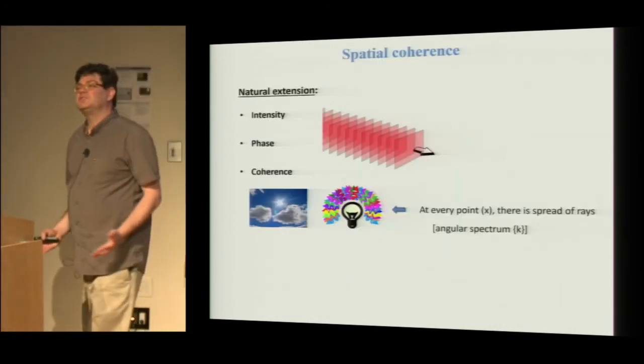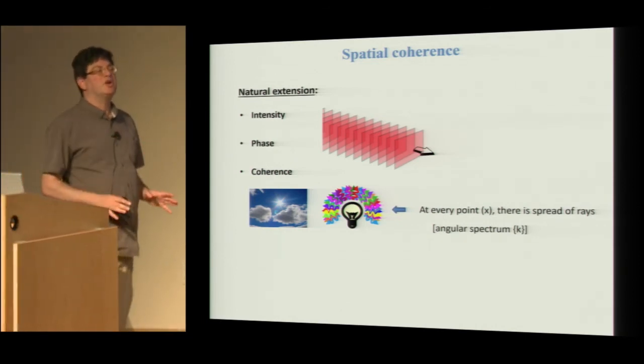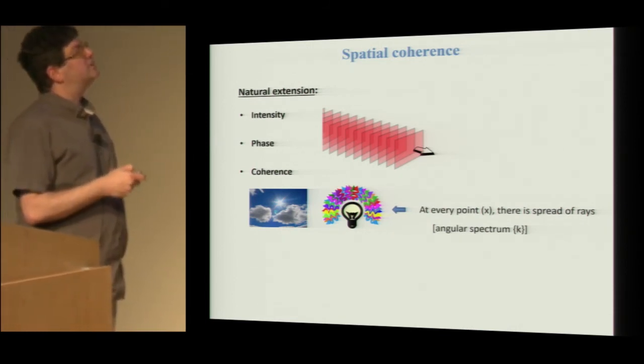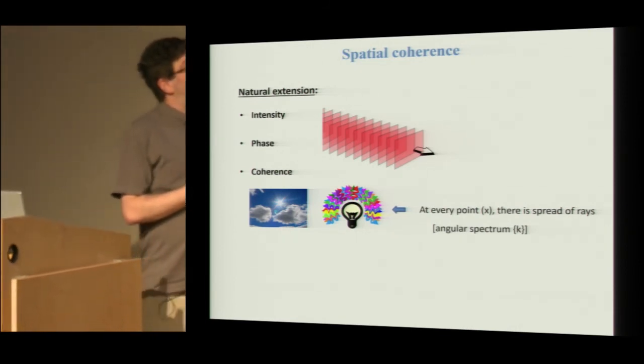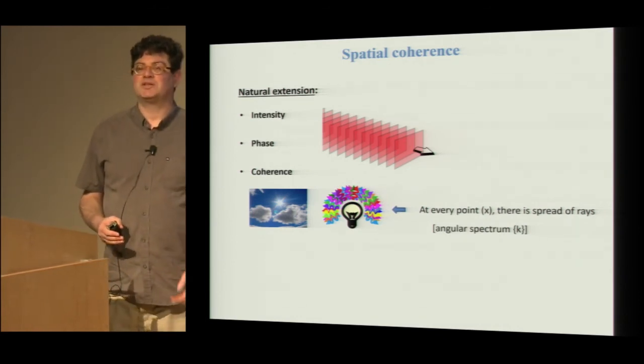And there's many variables to the plenoptic function. And the ones I want to focus on now are just the spatial properties. Okay, we normally think of intensity and phase, but I want to talk about statistical light, where at every point in X, there's going to be some distribution of rays, which I'm going to term an angular spectrum.